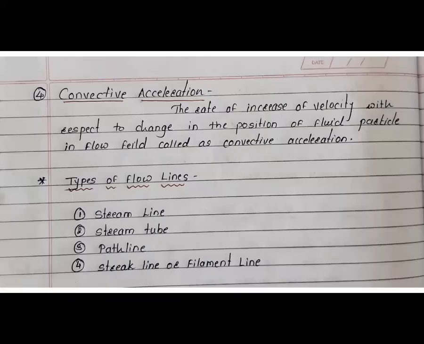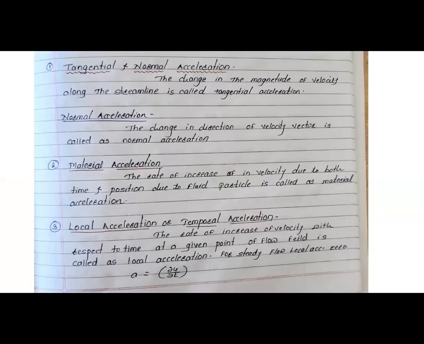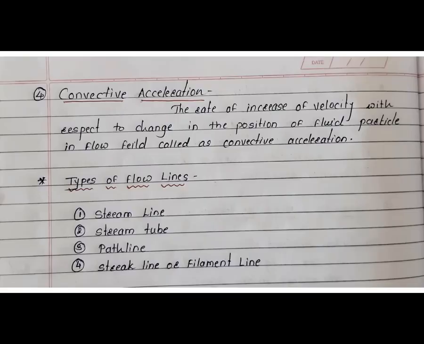The last type of acceleration is convective acceleration. The convective acceleration is the acceleration where the velocity increases with respect to the position of the fluid particle. Okay, so position of the fluid particle. So convective acceleration is the same as the tangential acceleration. Okay, so this was it. These are the types of acceleration.